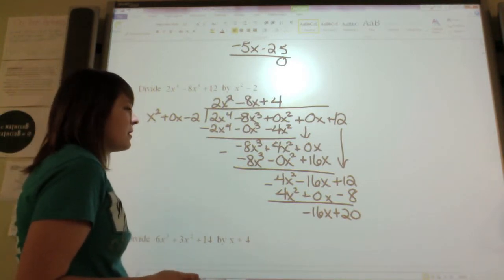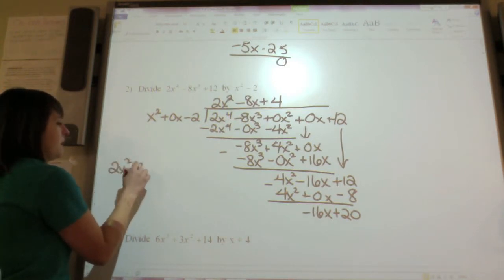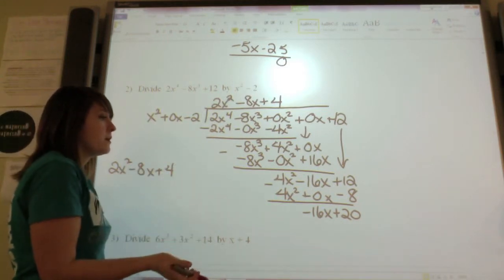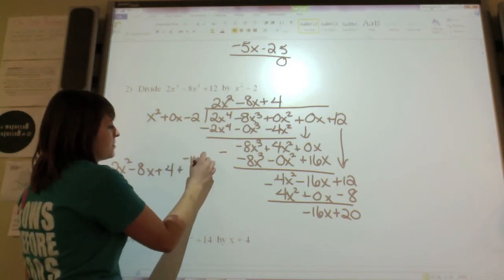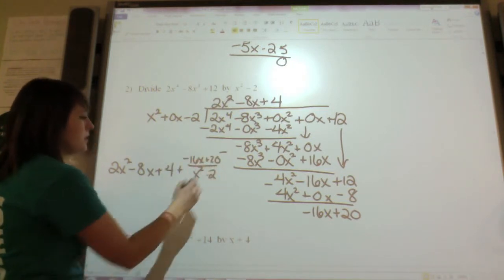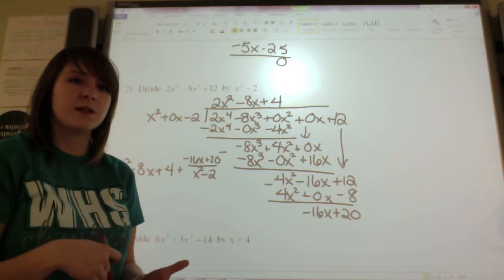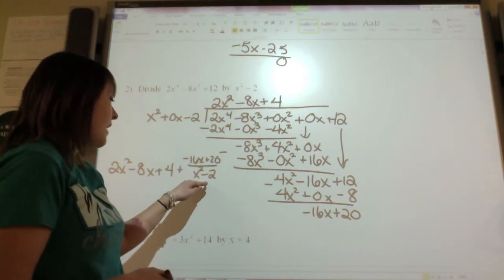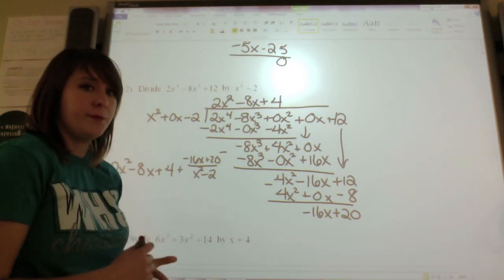So now I need to write my final answer. So my final answer is going to be 2x squared minus 8x plus 4. And you could either write with a remainder of negative 16x plus 20, or you could write plus negative 16x plus 20 over this function here, x squared minus 2. So it's just like I did before with that number problem where I put my answer as 4/5 because I was dividing by 5. So here I'm putting my answer as my remainder divided by the thing I'm dividing by. Okay, so this is like my fraction term of my polynomial.